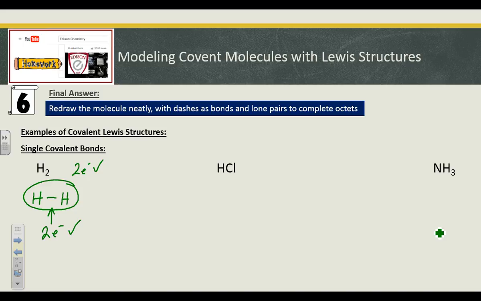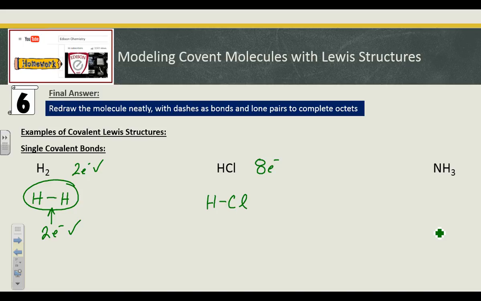We're going to get more complex, okay? Now if I go to this next one, HCl, I'm going to count my electrons in play. Hydrogen has 1 valence, chlorine has 7. So I have 8 electrons to play with. So I'm going to draw my frame. I'm going to connect the 2 elements involved with a single line, which represents 2 valence electrons.